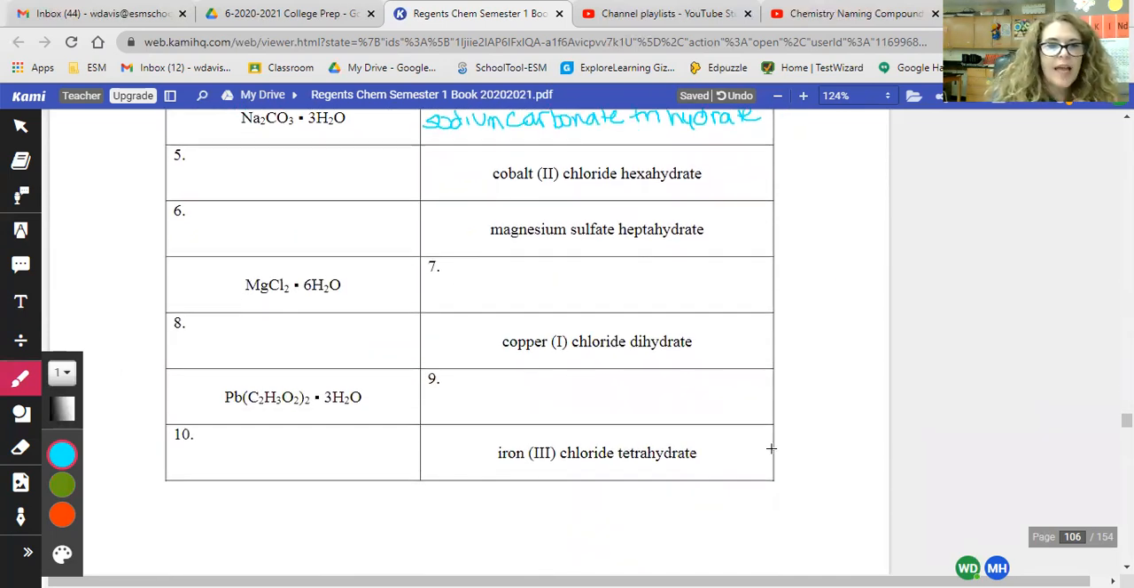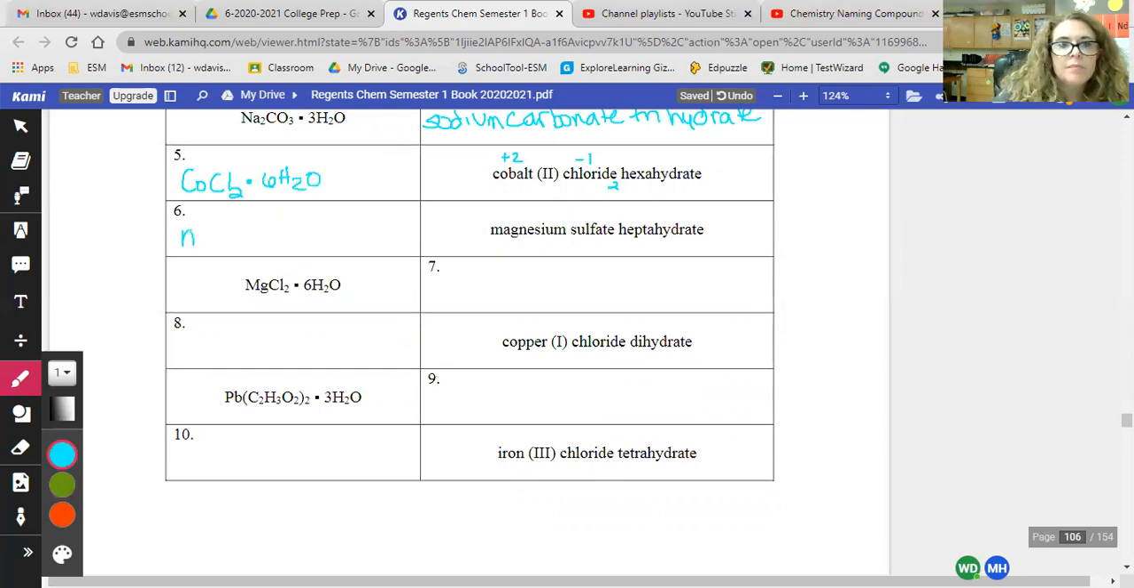Okay, so now I have cobalt, so I have Co, and I have chloride, Cl. Right, now I need my charges. I have cobalt as a +2 because the Roman numeral 2 says so, and a -1. So when I do my crisscross, I need 2 of those chlorines, so cobalt chloride. And hex, meaning 6, hydrates, H2O.